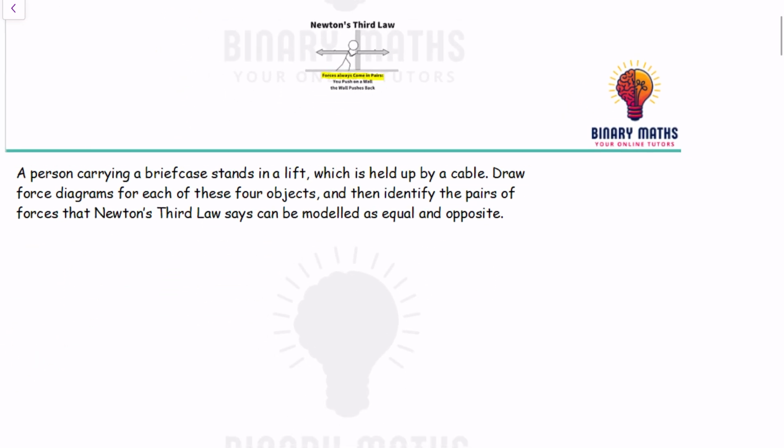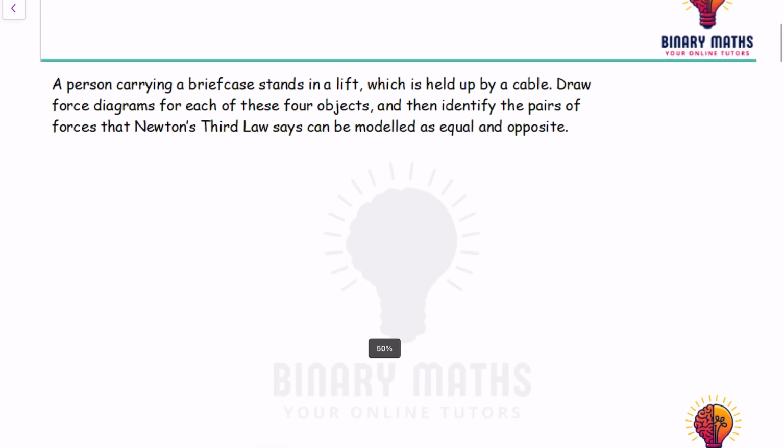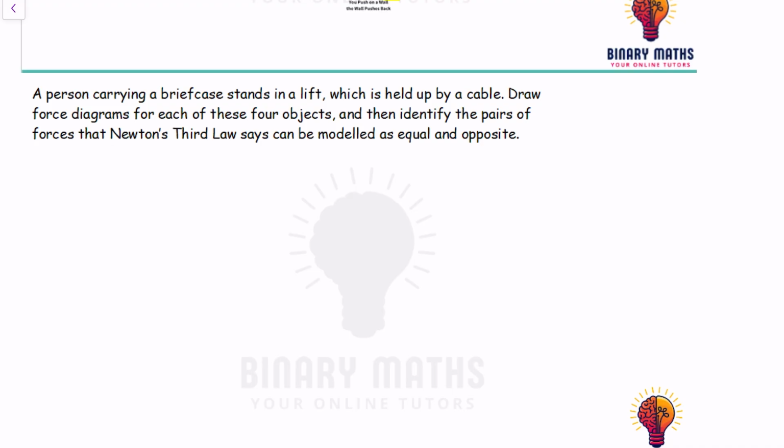So let's go through an example where we demonstrate Newton's third law. A person carrying a briefcase stands in a lift which is held by a cable. So we've got a lift, a person, a cable, and a briefcase. Draw force diagrams for each of these four objects and then identify the pairs of forces that Newton's third law says can be modelled as equal and opposite.